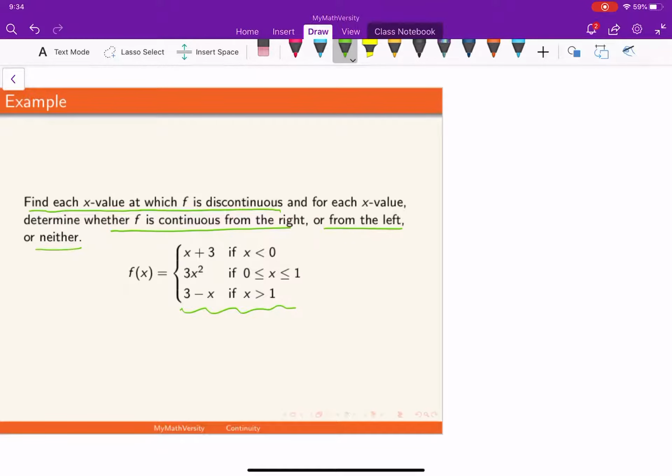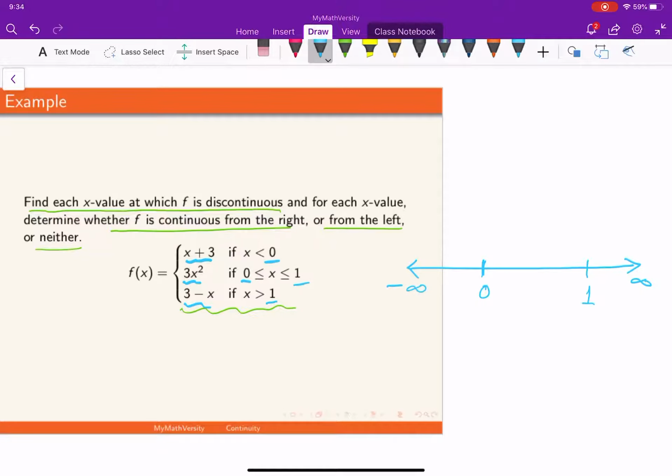Let me draw the real line from negative infinity to positive infinity, and then look back into the function to determine the partition numbers. 0 and 1 are the numbers I see over here. The set of rules is different: when x is less than 0, the rule is x plus 3. When it is between 0 and 1, it is 3x squared, and so on. Based on that, I want to divide this real line into negative infinity to 0, 0 to 1, and 1 to infinity.